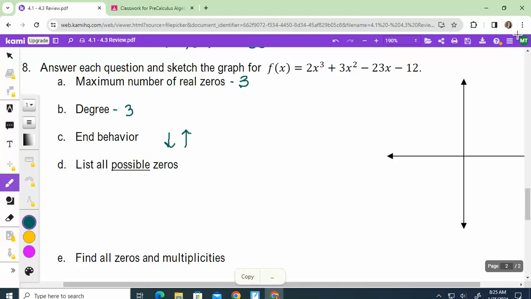Okay, but this one isn't factored. It's not something I can factor easily. So we're going to have to list all of our possible zeros to do that. So our p-values. What are all the p's? 1, 2, 3, 4, 6, 12. And q.